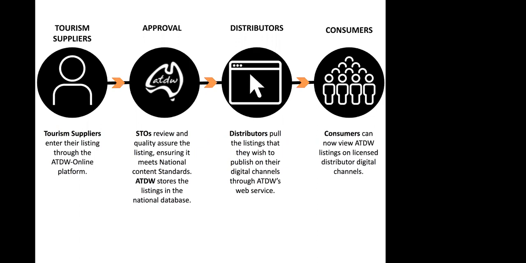They maintain the quality of the listing, so they'll just review it to make sure that it meets the national content standards. Once it's been approved, that listing is available to distribution partners to pull down the information that they need and publish onto their channel. So once it's approved, your listing will become available on australia.com, queensland.com and frasercoast.com as well.